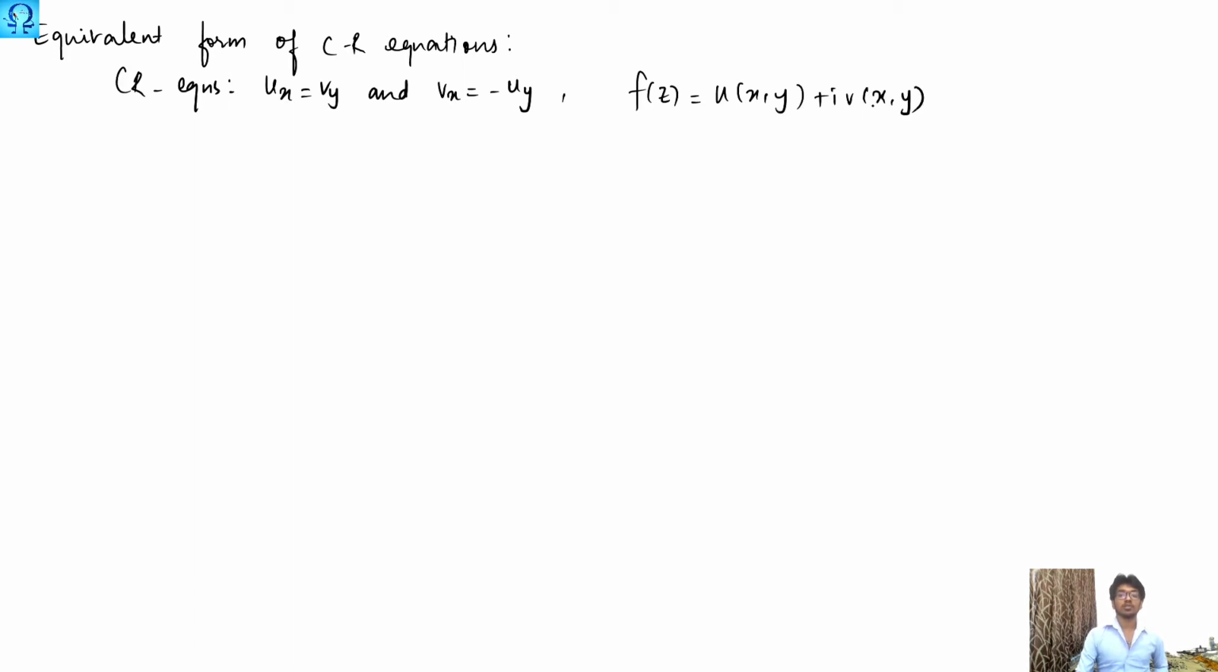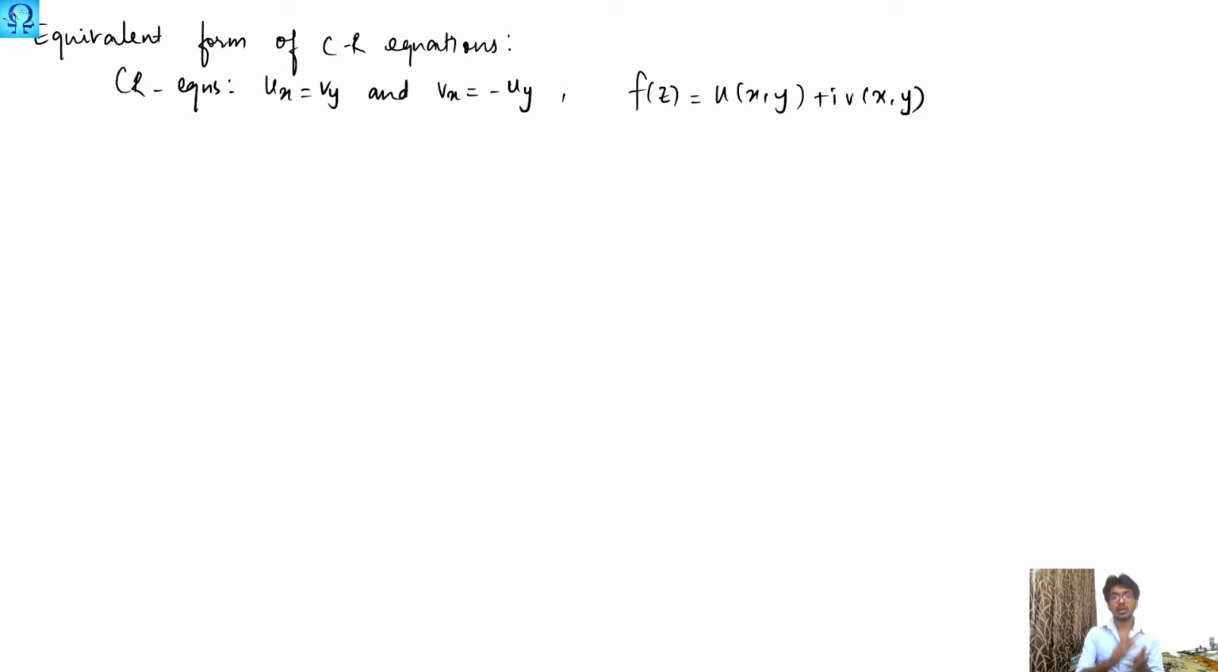So the CR equations state that ux equals vy and vx equals minus uy, where your f of z takes the form u of x, y plus iota times v of x, y. So the complex valued function is split into real part and imaginary part. Both this real part and imaginary part are treated as functions of two real variables, namely x and y.